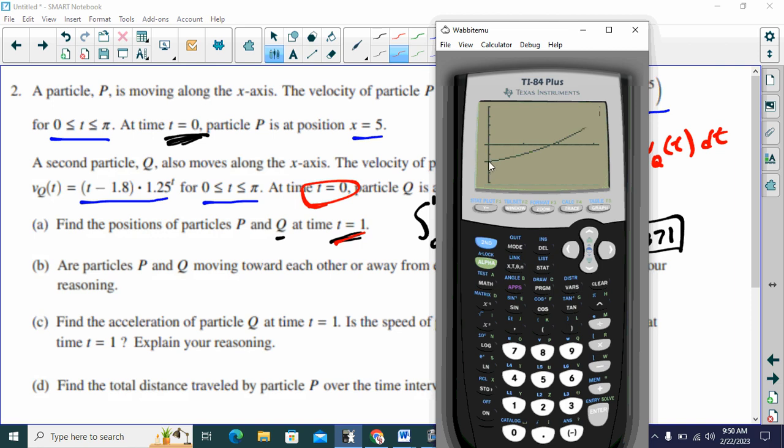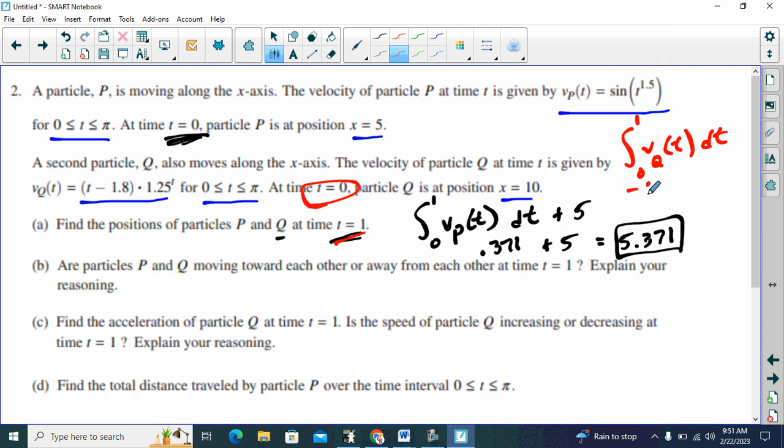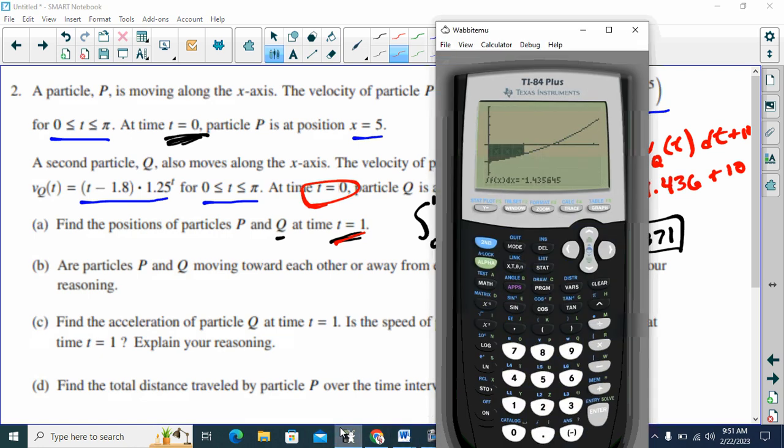Notice the velocity is negative from 0 to 1. That means it's moving to the left on that interval. So when we integrate from 0 to 1, we should get a negative value this time. It moved to the left 1.436. That is its displacement. To find where it is, we add 10 because it started at a position of 10. On your calculator, you can just push +10. The previous answer it takes will be that integral that we just found, 8.564.